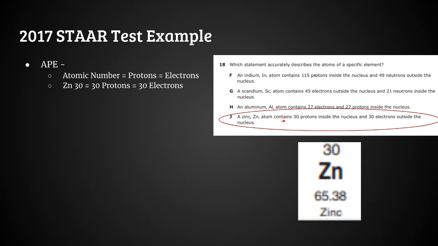We figure this out by, okay, so the atom contains 30 protons, 30 electrons. We know this because of APE, the first part, which means that our atomic number here, 30, is equal to our number of protons, which would mean that we have 30 protons and 30 electrons. So that's how we know that this one is right.